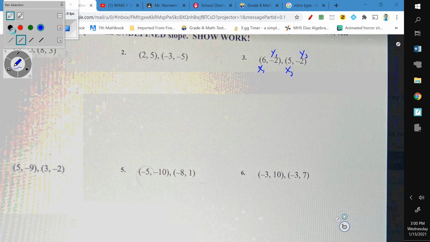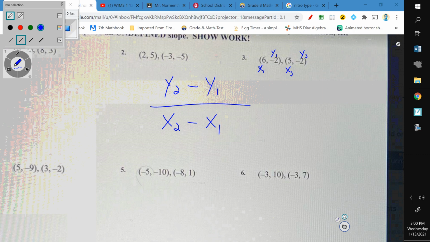Let me write it big so I can substitute. y2 minus y1 over x2 minus x1. So now it's as simple as just substituting and then solving. Okay? So, let me go back. x1, where's x1? Oh, it's right here on the bottom right.